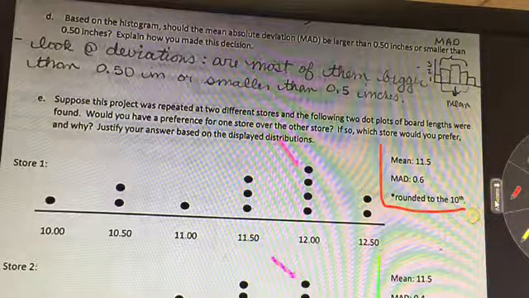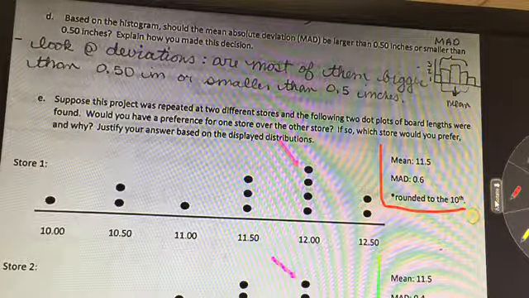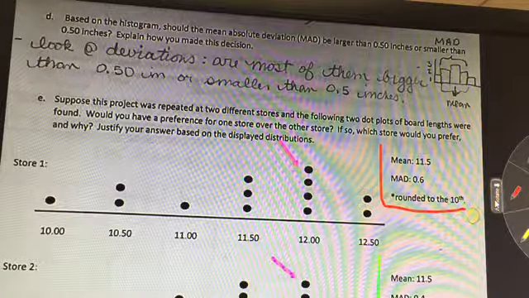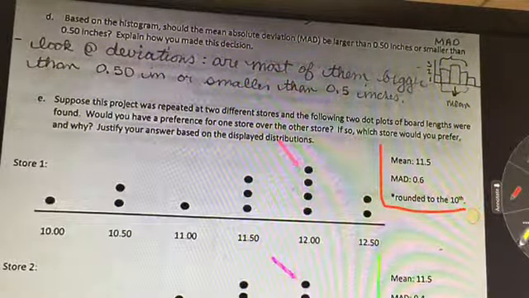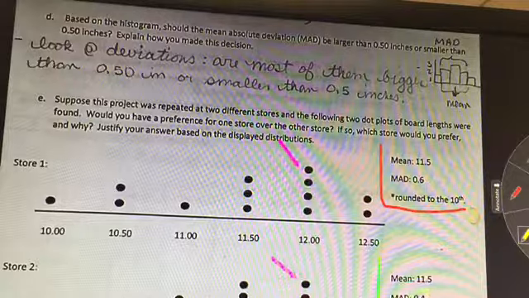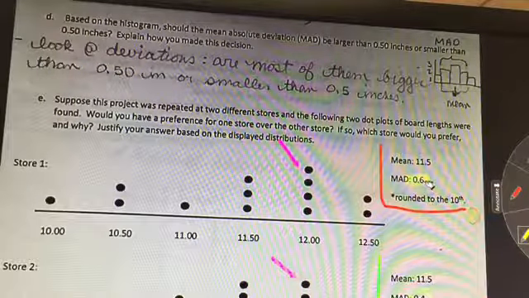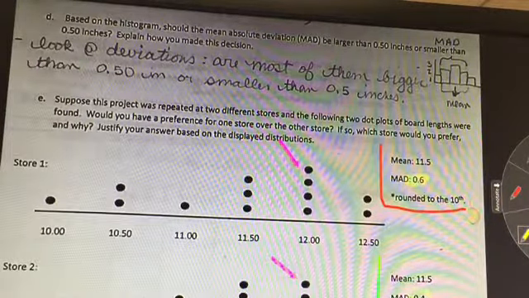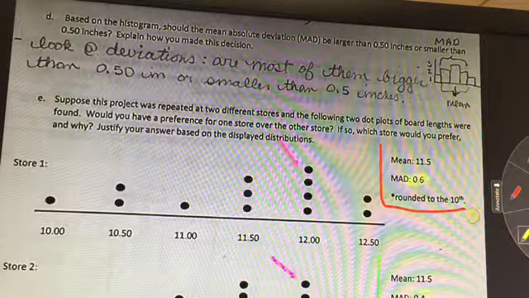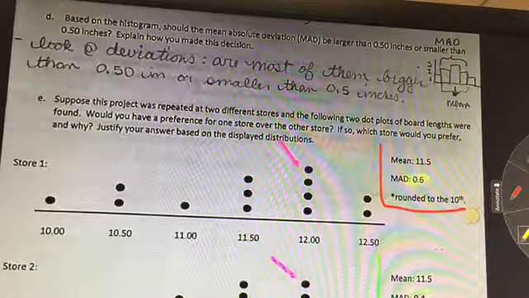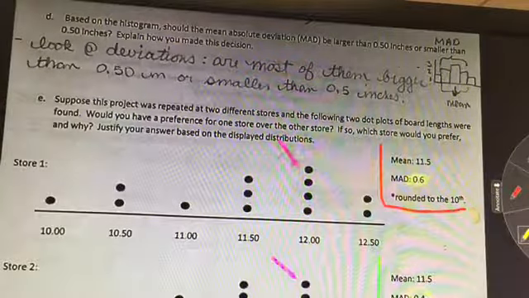Who agrees? Who disagrees? Emily, why do you disagree with yourself? Because we need to find the one with the smaller MAD. Remember, we want the one with the smaller MAD, because that means it's closer to the mean. The smaller the MAD, the closer to the mean we actually are. So we would pick store 2. Why else would you pick store 2?